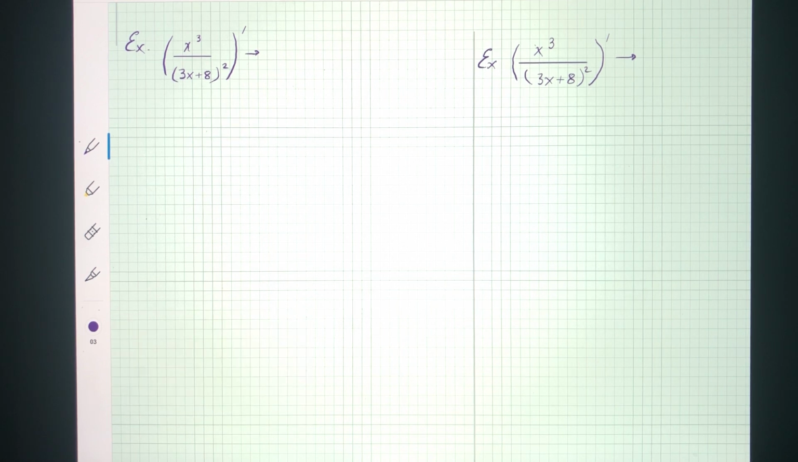So let's do the first thing. The first thing is changing into a product. So we have x cubed times 3x plus 8 to the -2. Now we're taking a derivative of this product. The derivative of the first term is 3x squared times the second unchanged, plus the first unchanged times the derivative of the second. The second is something to the -2. That's a power rule and a chain rule. The derivative of something to the -2 is -2 of that something to one power less, which is -3.